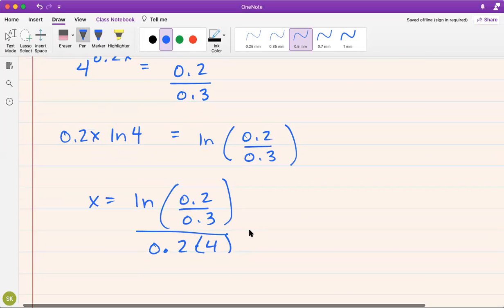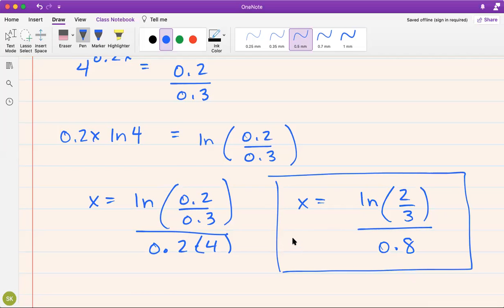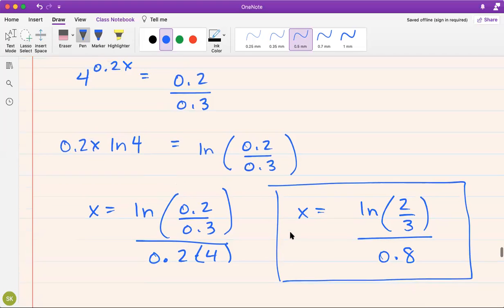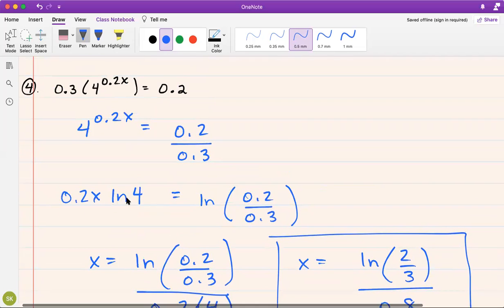I think this is kind of not pretty. I don't like these decimals here. Notice that 0.2 over 0.3, if we multiply the top and the bottom by 10, it's the same thing as ln of 2 over 3. And we can clean this one on the bottom. This is just 0.8. So that looks a little bit better. So this is the answer. And you can find the decimal approximation. I'm not going to check that. That's something you can do, and then you can also check to see that it works in this problem.